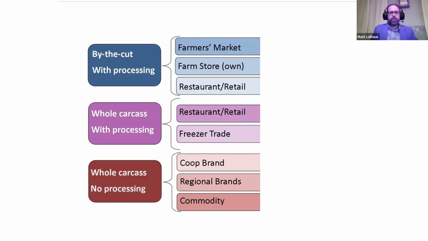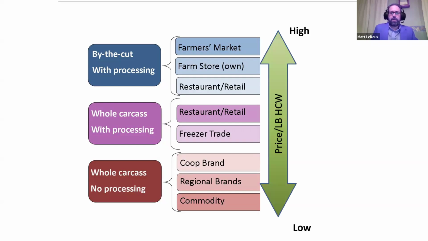But let's start at the bottom. What we could expect in terms of the price received, price per pound of hanging weight or carcass weight, is that commodity sales would bring low prices relative to these other direct-to-consumer channels. And then we start to move up. We can look to regional brands or co-ops that are buying whole animals. And so our sales, as it says in the dark red box on the left, we're selling whole carcasses to these customers. And it says no processing because the farm doesn't need to arrange for the processor, right?